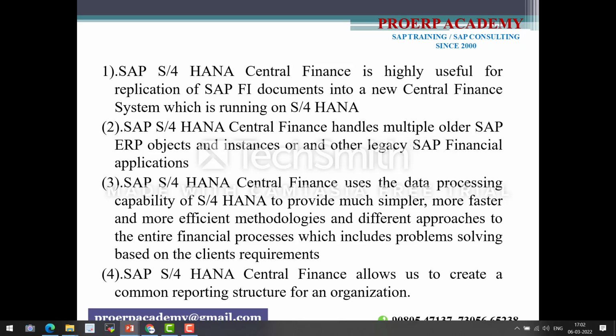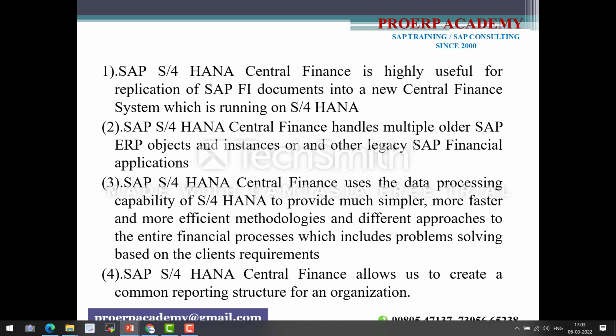What is the purpose of using this central finance application? This entire SAP S/4HANA Central Finance application provides much simpler, faster processing. That means it is faster than our traditional ECC system, and it has more efficient methodologies. It follows different efficient methodologies, and this central finance system has different approaches to handle the entire financial processes, which includes problem solving based on the client's requirements.